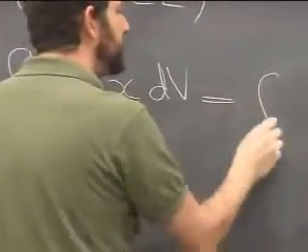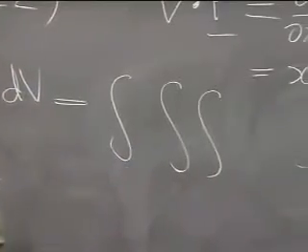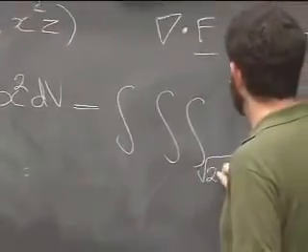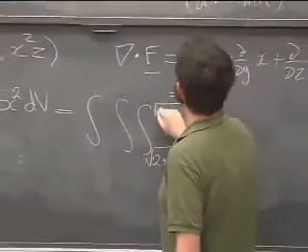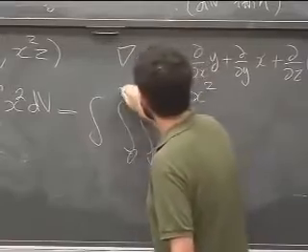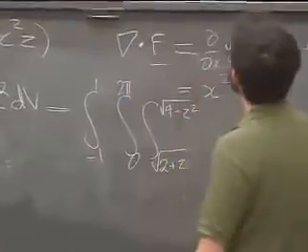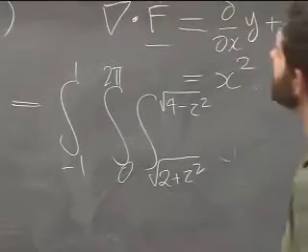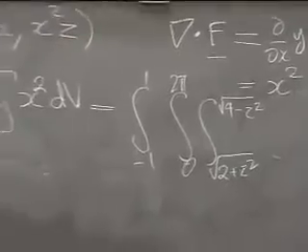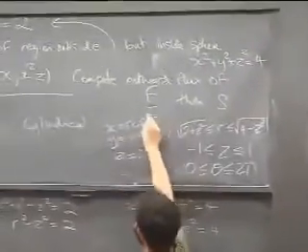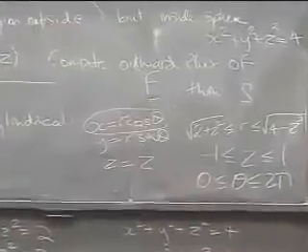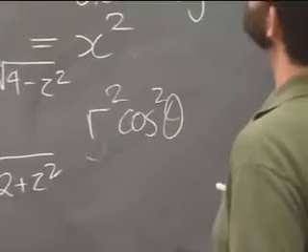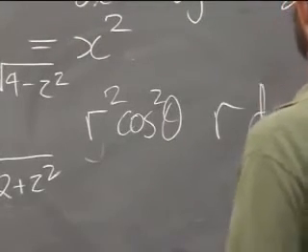But we're going to use the same coordinates. We've done all the hard work. But instead of just having dV, we have x squared dV. So we just need to stick in another x squared. So what is x squared? Well, you've got to come back over here and see that x is r cosine theta. And then you shove it in. R squared cosine squared theta. And then you have r dr d theta dz.